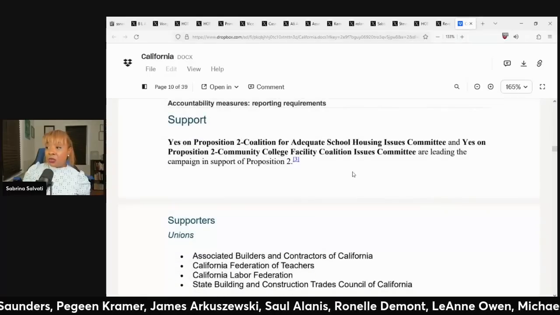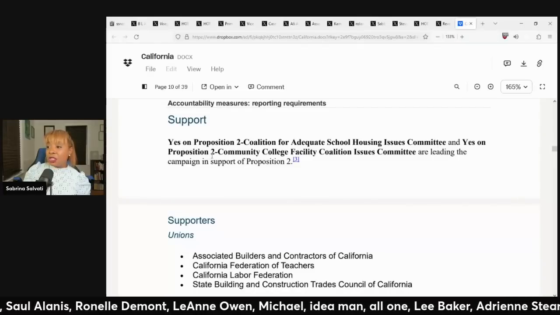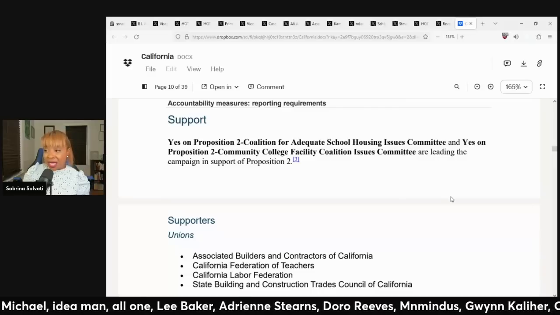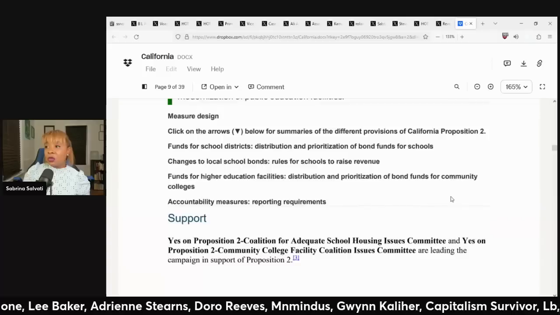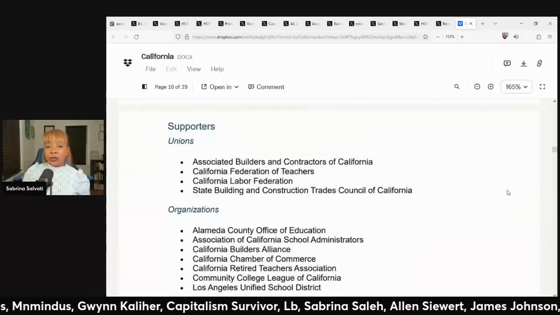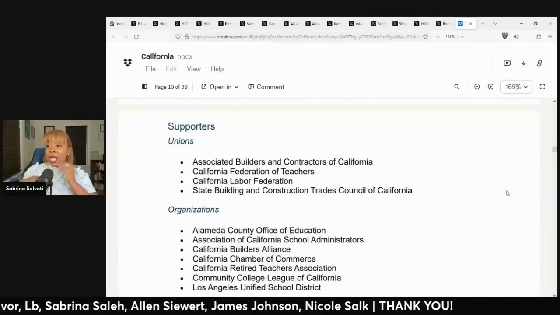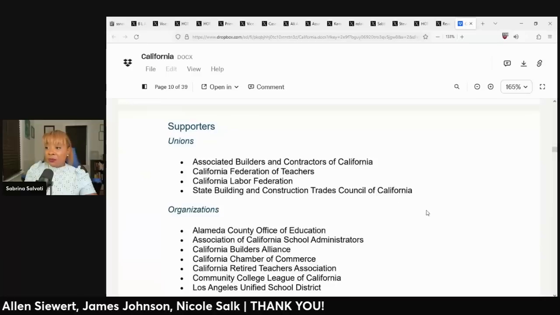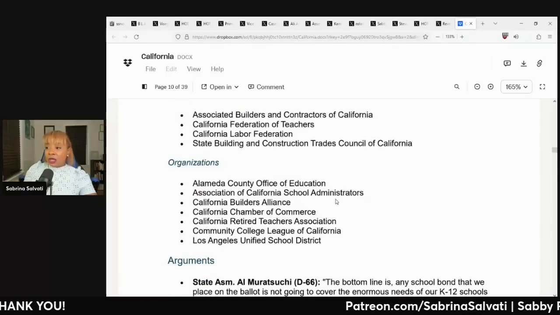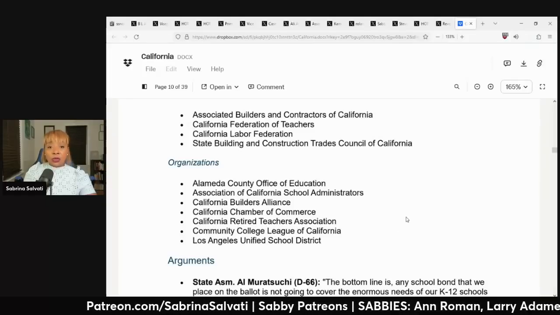Yes on Proposition 2, Coalition for Adequate School Housing Issues Committee, and Yes on Proposition 2, Community College Facility Coalition Issues Committee are leading the campaign in support of Proposition 2. So again, that is a public education facilities bond measure. Here's who's supporting this. Some of the unions include, of course, California Federation of Teachers and California Labor Federation, to name a few. Organizations include the Association of California School Administrators. You can also mention, I think this was interesting as well, the California Retired Teachers Association.